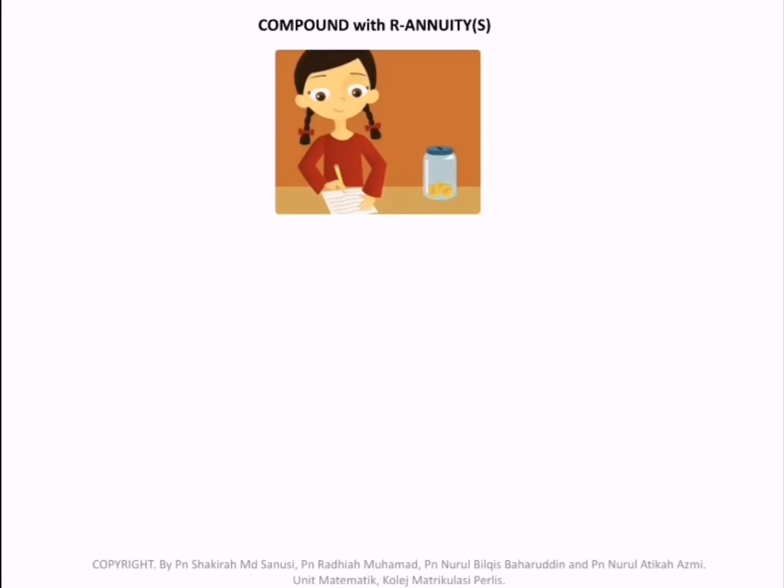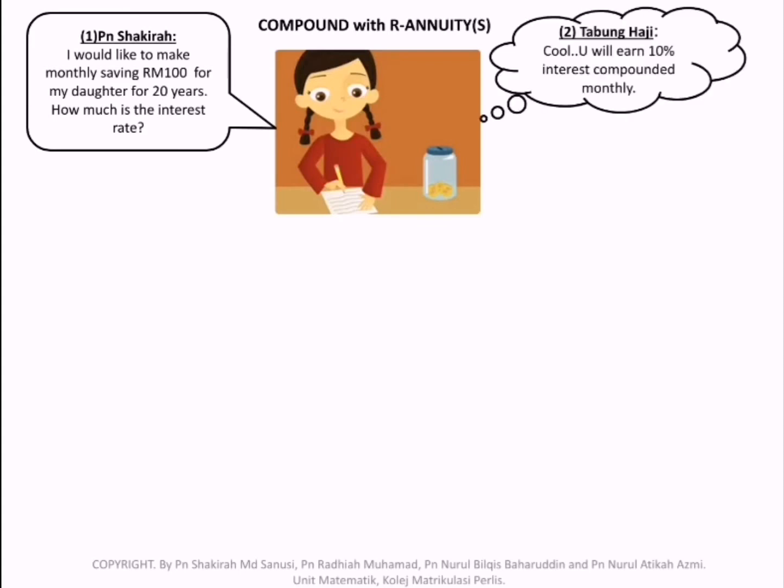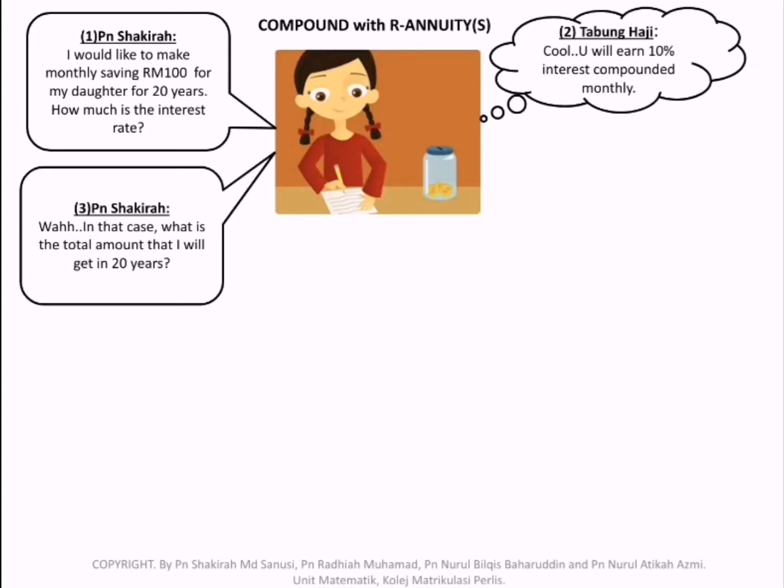This is the situation for annuity S, annuity saving. Hi, Miss. Hello, how can I help you? I would like to make a monthly saving of RM100 for my daughter for 20 years. How much is the interest rate, Miss? Cool, you will earn 10% interest compounded monthly. Wow. In that case, what is the total amount that I will get in 20 years' time?